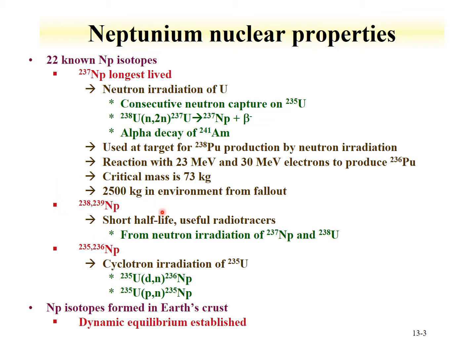Neptunium-238 and Neptunium-239 are also available. Neptunium-239, as we've already discussed, has a relatively short half-life, but it does have a nice gamma line that can be used for radiotracers. And then Neptunium-235 and 236 can be produced from cyclotron irradiations of uranium-235.